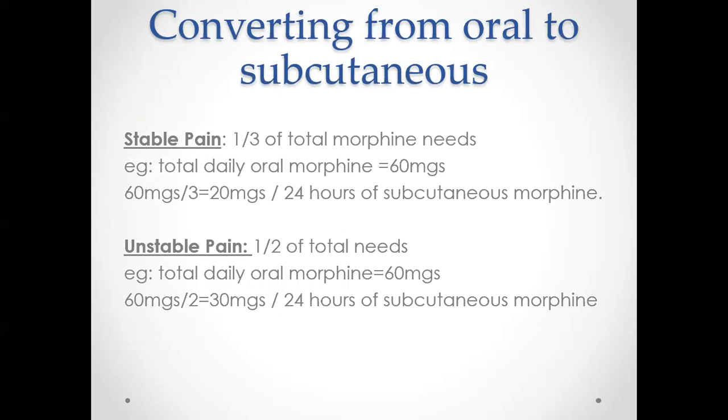We won't go into drug calculations in detail today. However, this slide illustrates that converting somebody from oral to subcutaneous morphine is not equivalent. Due to the absorption affecting the potency of the medication, it is recommended that to convert oral morphine to subcutaneous morphine in stable pain, we divide the total daily dose by 3.